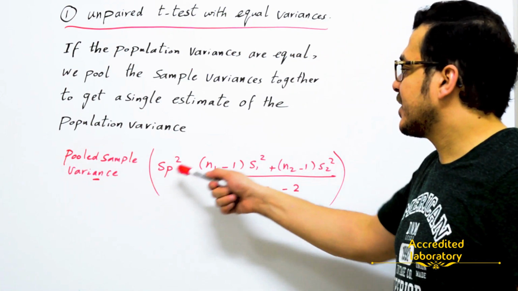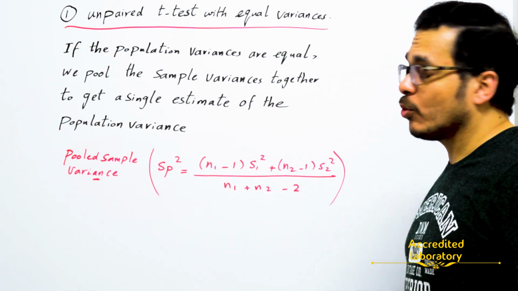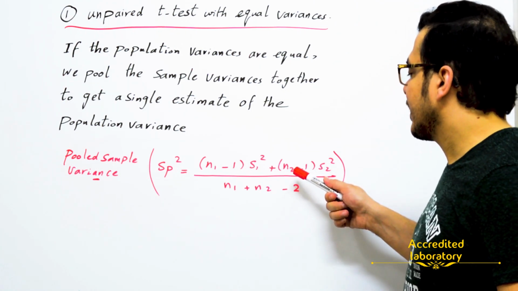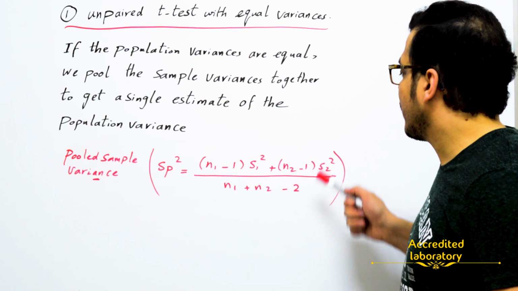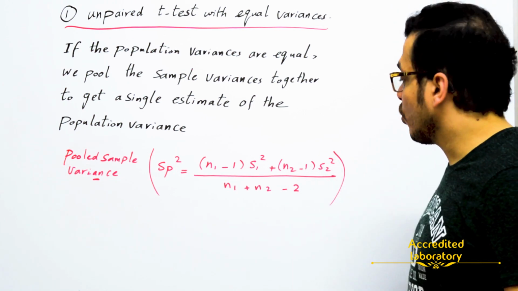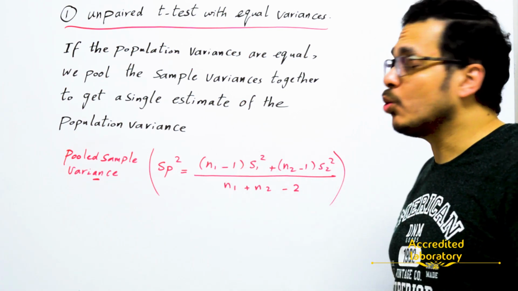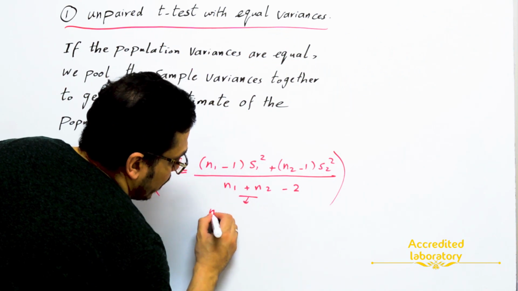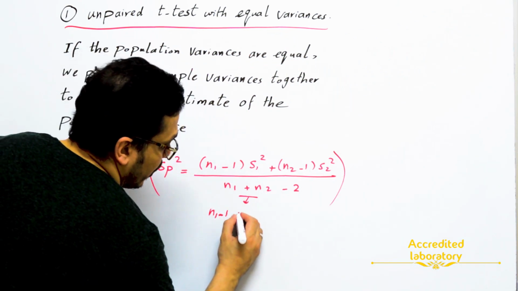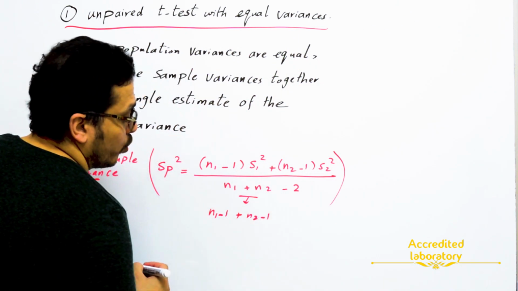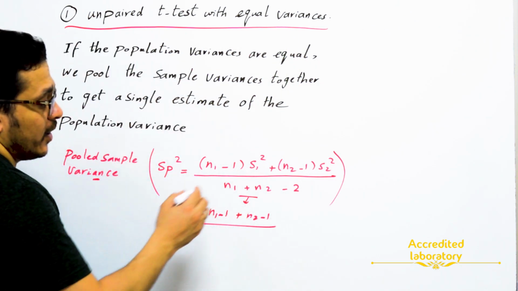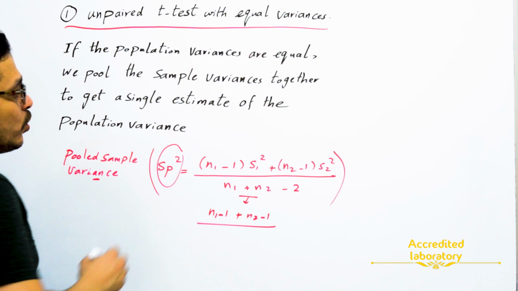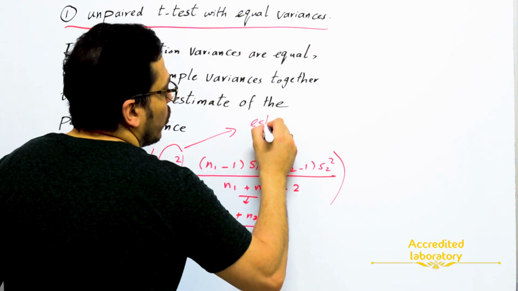Pooled sample variance, Sp squared, is equal to the number of replicates for group 1 minus 1 multiplied by the variance for group 1, plus the number of replicates for group 2 minus 1 multiplied by the variance for group 2, divided by the degrees of freedom for the two groups together, n1 plus n2 minus 2, which comes from n1 minus 1 for group 1 plus n2 minus 1 for group 2. It will be equal to n1 plus n2 minus 2. So this pooled sample variance will estimate the common population variance.